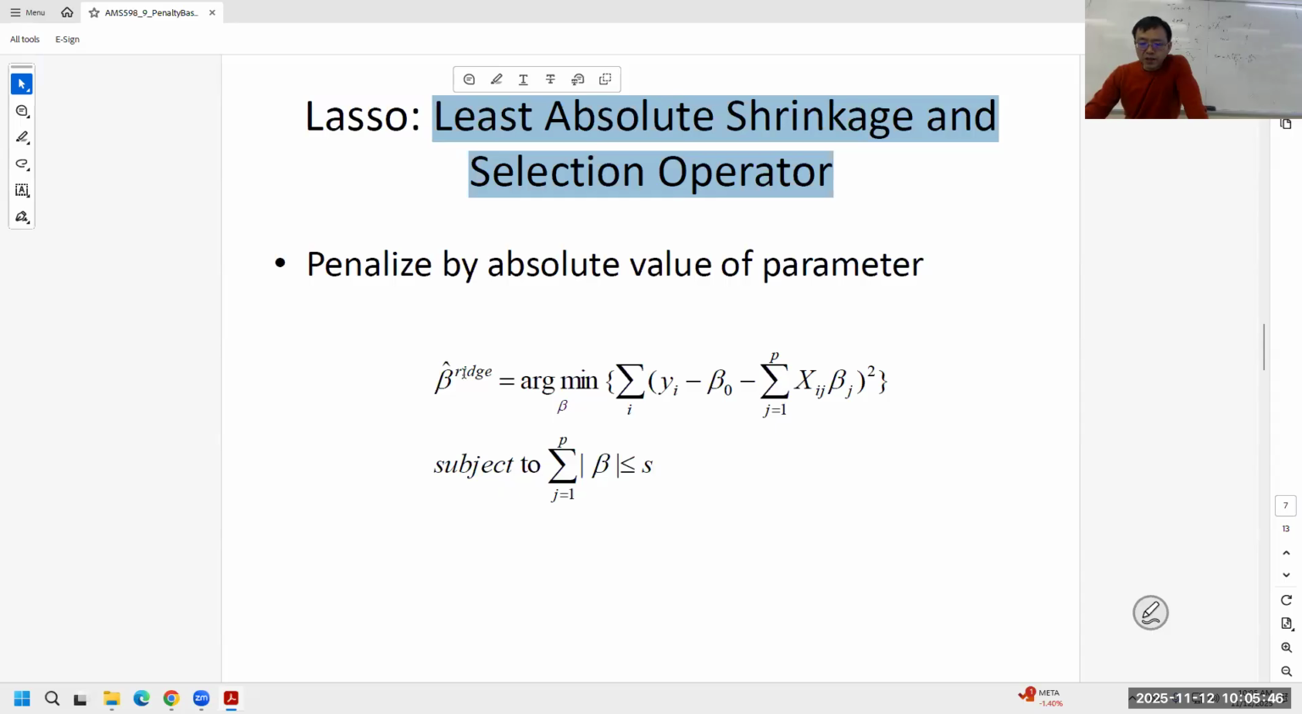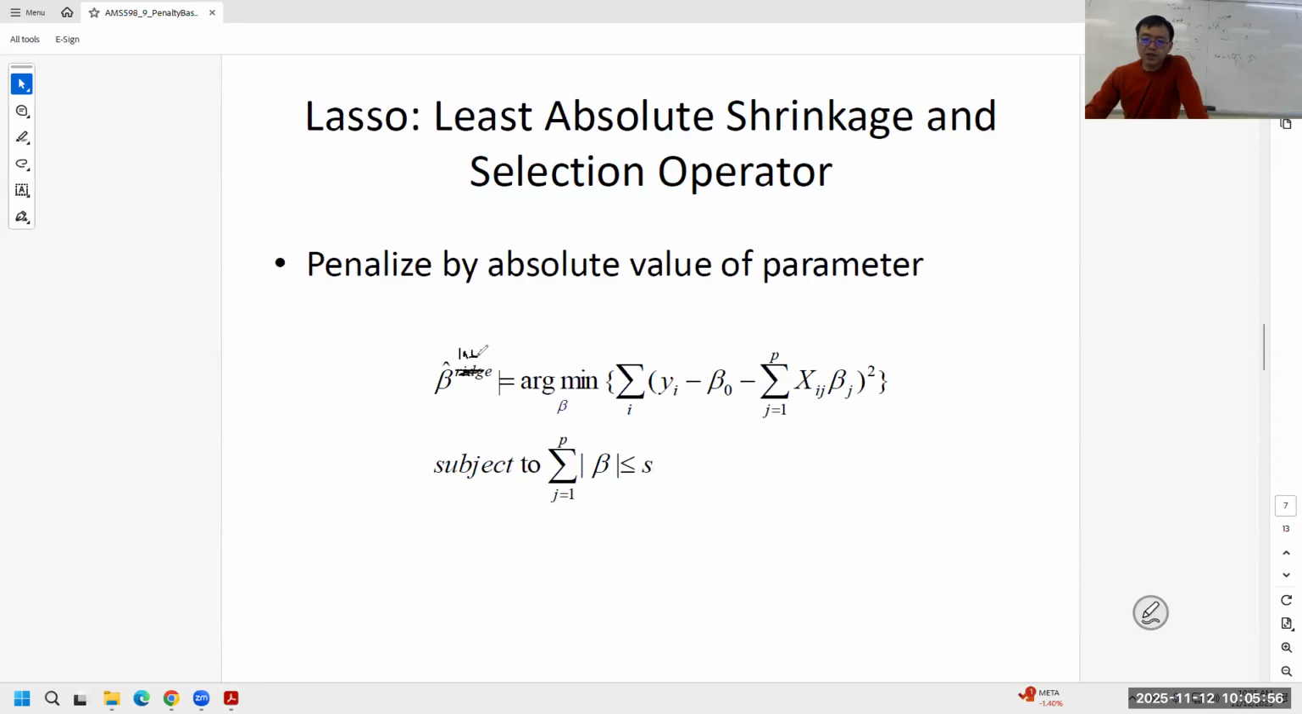The only thing different, oh, I have a typo here. This is not ridge anymore, right? Of course, this should be lasso, right? This should be lasso, okay? This is not the ridge. This is a lasso estimation.